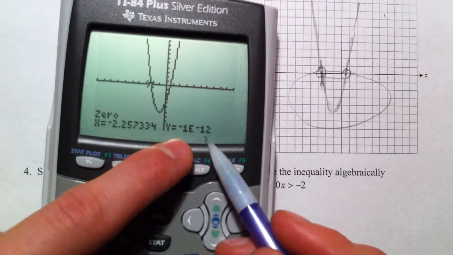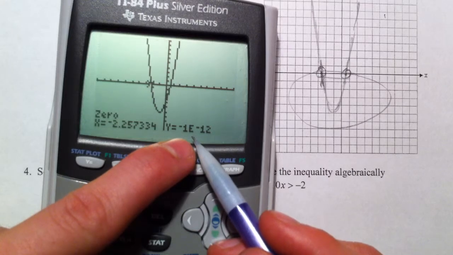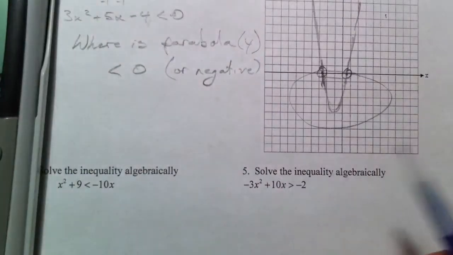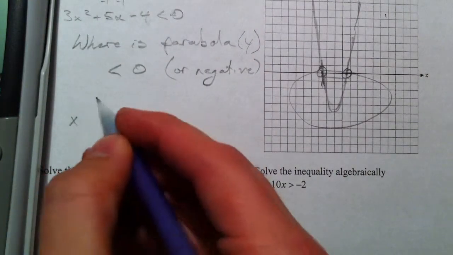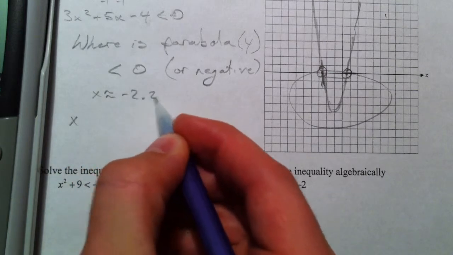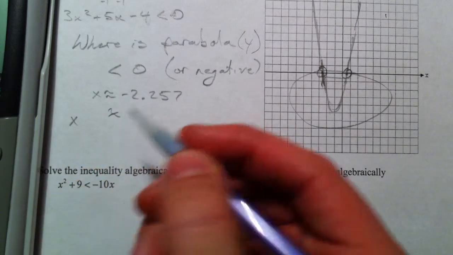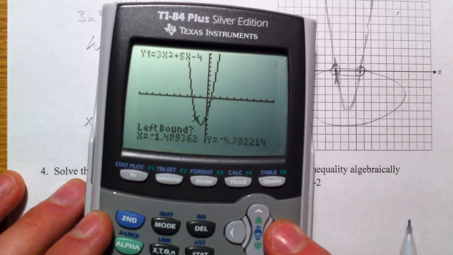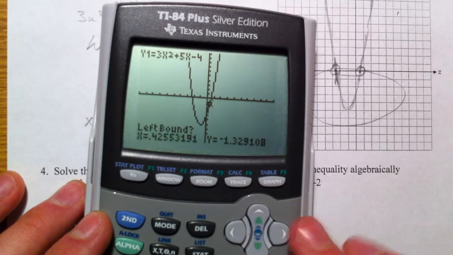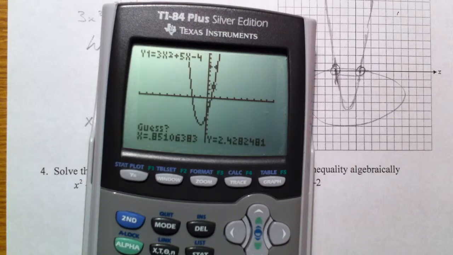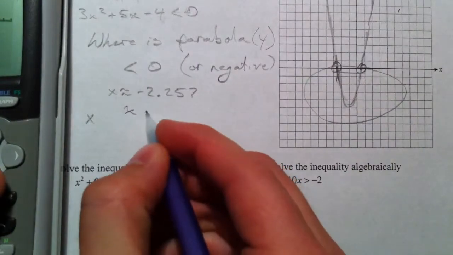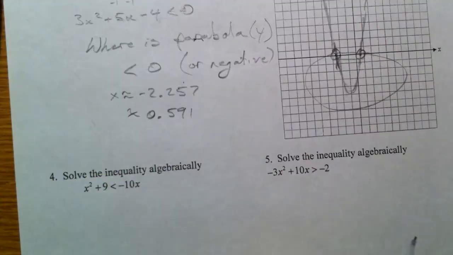This negative 1e negative 12 is scientific notation for 0.00000, negative 1 times 10 to the negative 12th. 11 zeros and then the negative 1. So x is approximately negative 2.257, and approximately, hit second and then calculate. And I'm scrolling over to the left of it and then to the right of it. Imagine that vertical line going left and right. 0.591. So we want to know it's in between that amount.